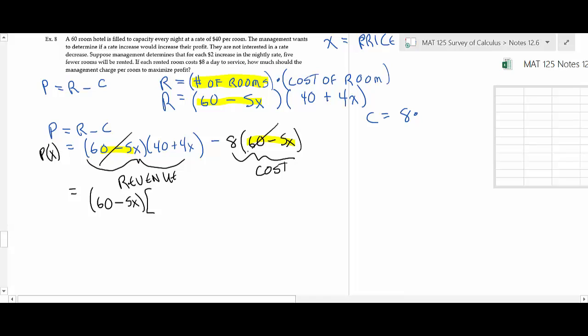And then when you take that out, what's left? 40 plus 4x minus 8. There you go, 40 plus 4x minus 8. Okay, like that. Now if you FOIL, you'll get the same thing. You're going to end up FOILing anyway, okay? So when we do this, we're going to have 60 minus 5x, and then here we'll have 40 minus 8 is 32. What, 320? And plus 4x. Go ahead.